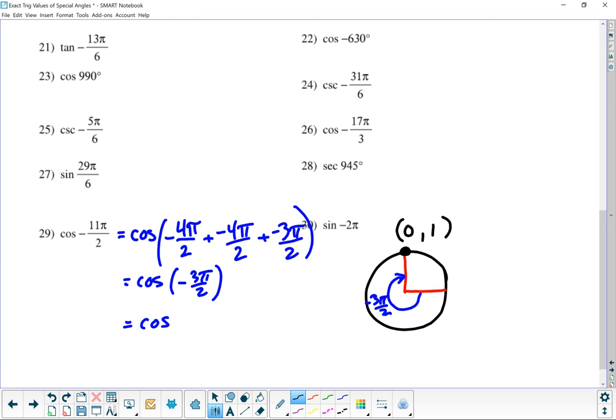So you can say cosine of negative 3 pi over 2, or you can just say cosine of 90, or pi over 2. Or even put 90 degrees, it's fine. Either way, you've got to know that it's this spot we're looking at, and since we're looking for cosine, we want the 0. So the answer is 0.